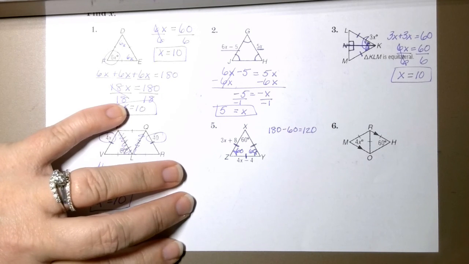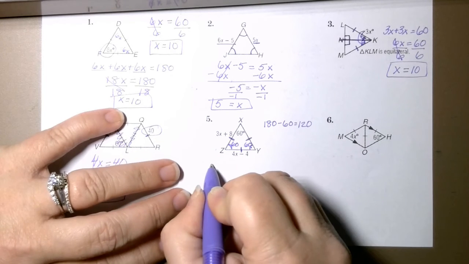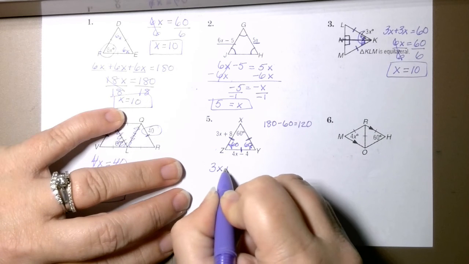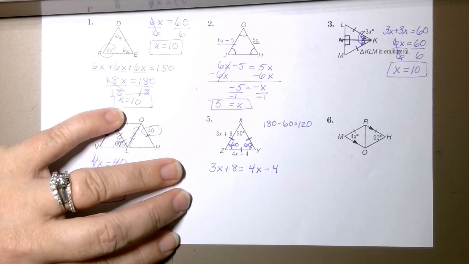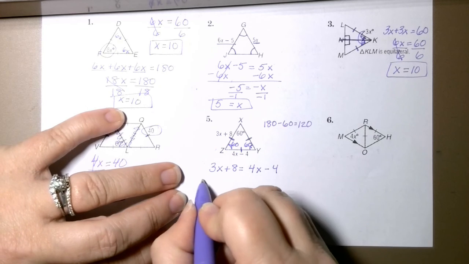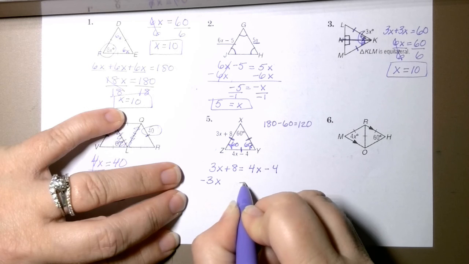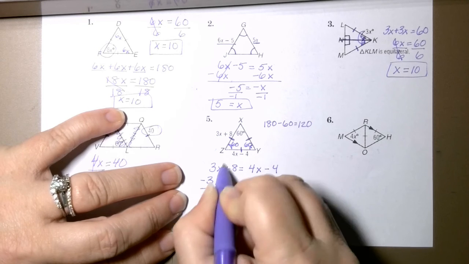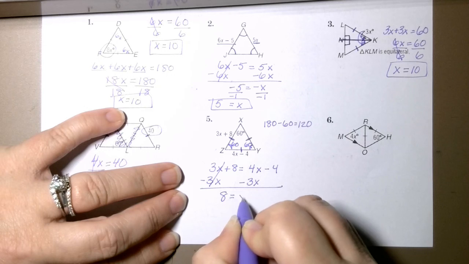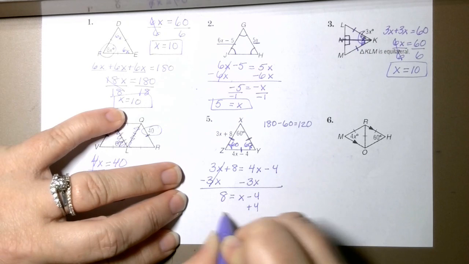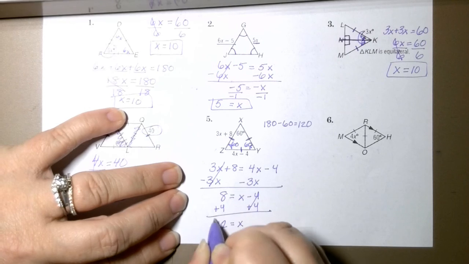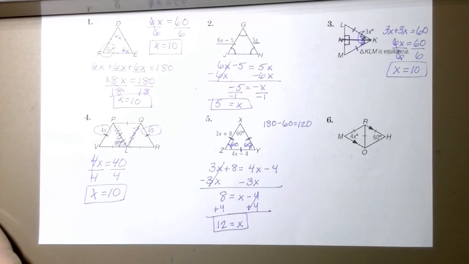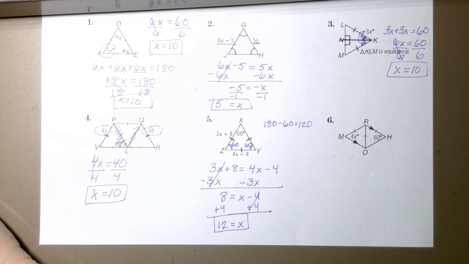So can I find x now? How am I going to find x? 3x plus 8 equals 4x minus 4. Subtract 3x from both sides. I get 8 equals x minus 4. Add 4, and 12 is the value of x. So? Okay.